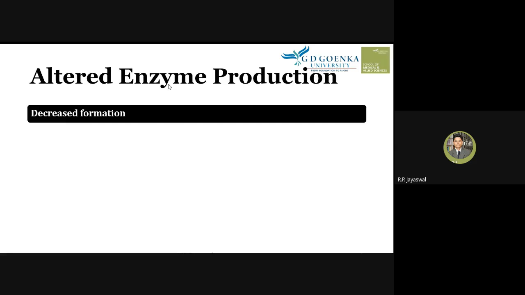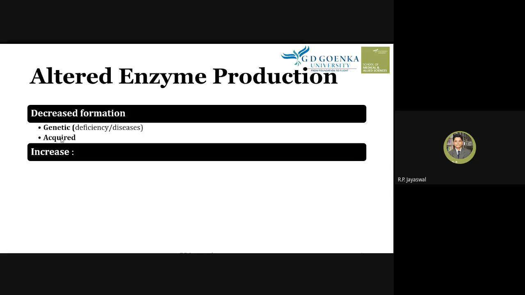So there can be decreased formation of the enzyme, from a genetic defect, or it can be acquired. There can be a deficiency of the gene, or a genetic disease, and because of that there can be decreased formation of enzyme. Or the reason can be acquired, meaning after birth the gene is normal, but the enzyme production can still be altered. There may be some defect with the ribosomes, with the endoplasmic reticulum, or with translation and transcription. So decreased production of the enzyme can be acquired or genetic.